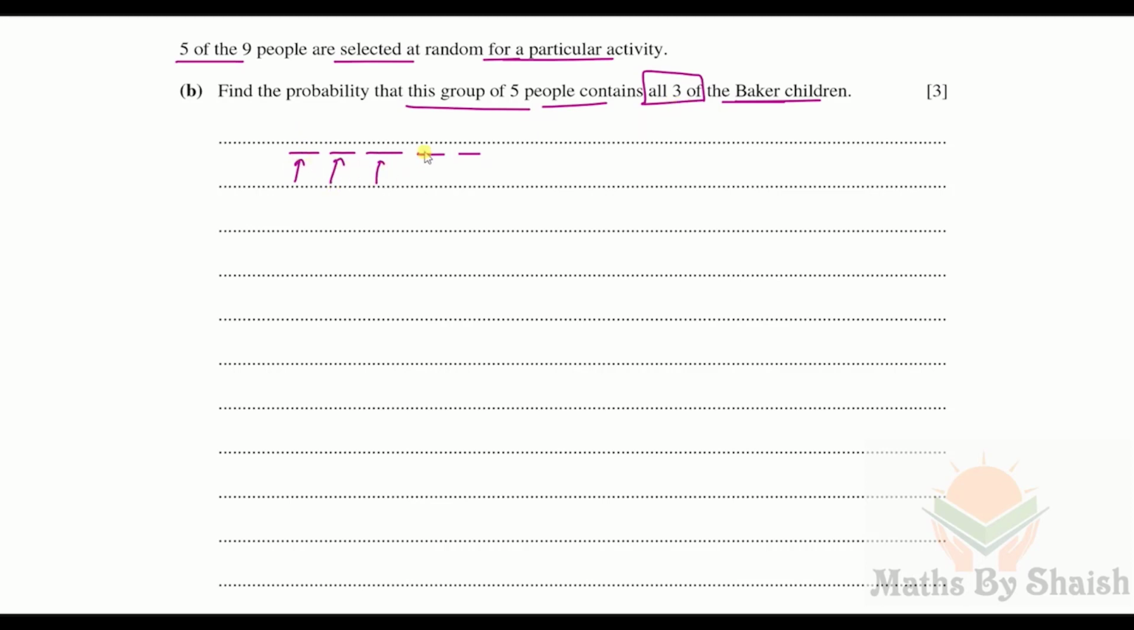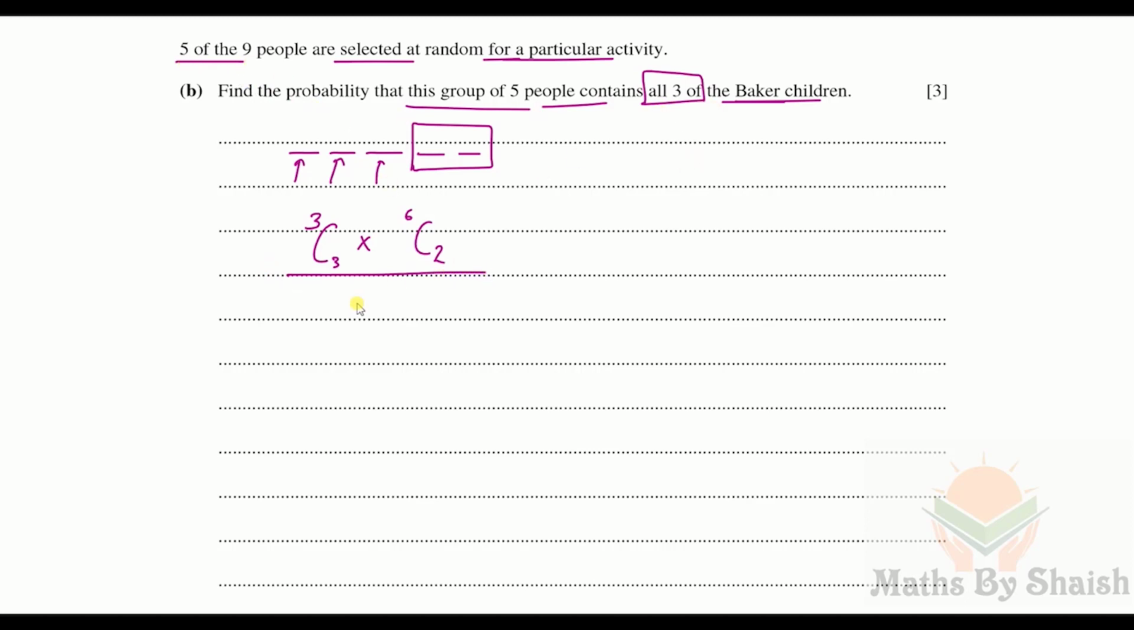So it is like 3C3, and we are only left with 2 places. For these 3 places we can write 3C3, but it is going to be the same. And then for these 2 selections, we have 6 options. So out of 6 we are going to choose any 2. So this is the favorable outcome, the number of ways we can select the 5 people with this condition.